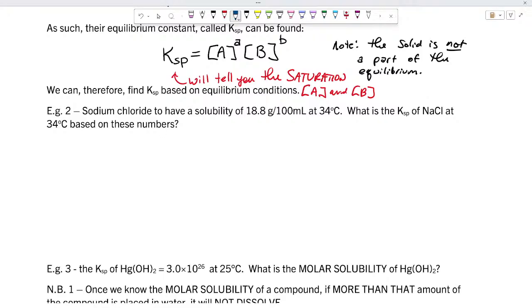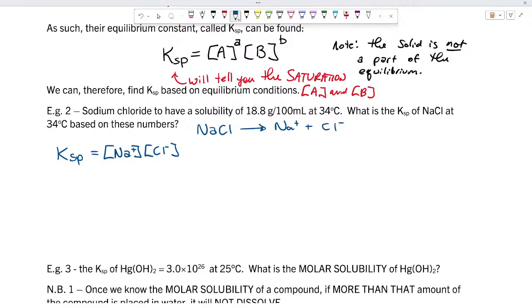Let's write the reaction first. Sodium chloride dissolves in water to form what? Na+ and Cl-, which means that the Ksp law of mass action equation will just be that Ksp equals what? Concentration of Na+ times the concentration of Cl-.